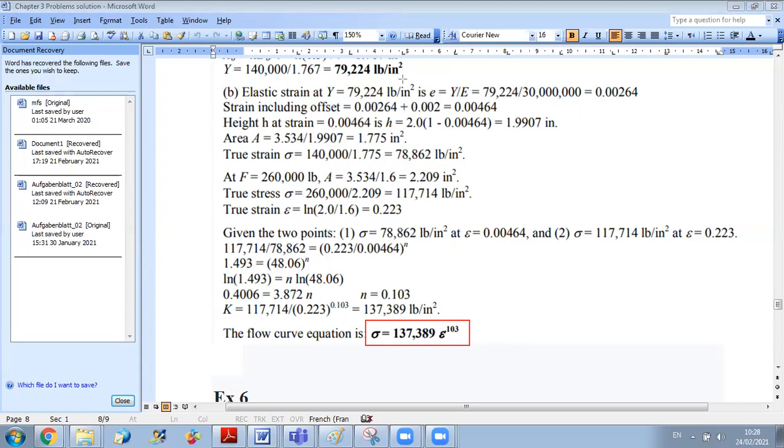Any question on this problem? Ralph, concerning the height, which part, Ralph? In the yield, you mean? The calculation of height in the yield for the yield point? Okay.